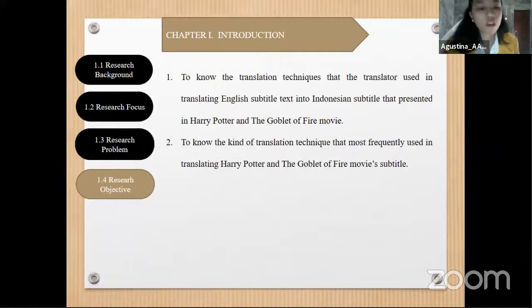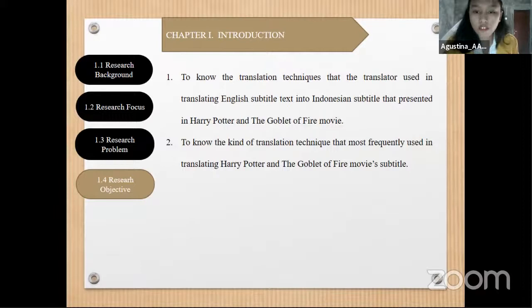Research objective. The first is to know the translation techniques that the translator used in translating English subtitle text into Indonesian subtitle that presented in Harry Potter and the Goblet of Fire movie. Second is to know the kind of translation technique that is most frequently used in translating Harry Potter and the Goblet of Fire movie subtitle.